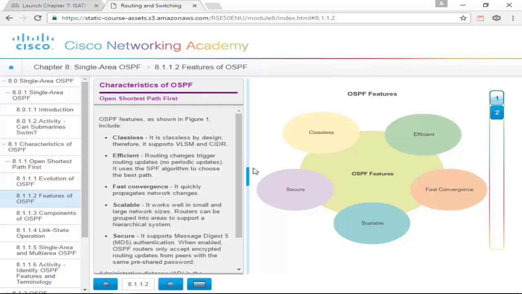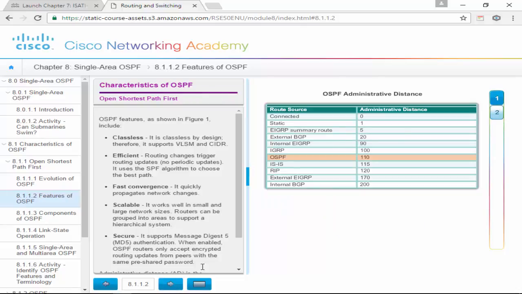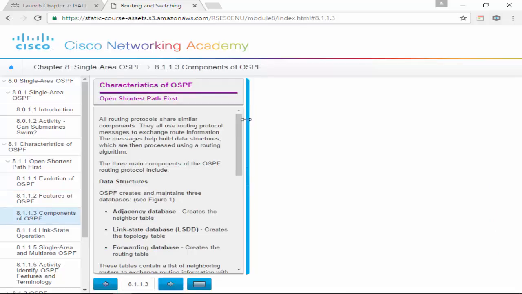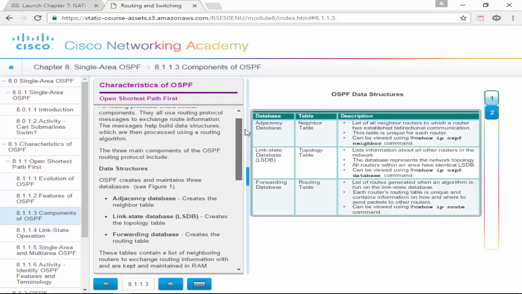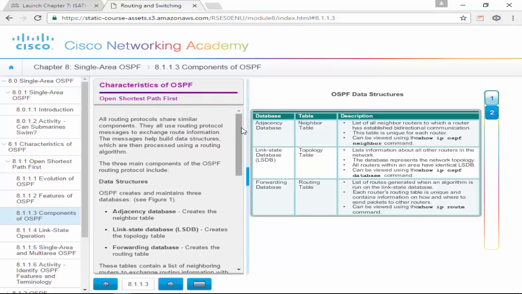It's secure. We can use MD5 authentication, which just means we can password it and have those passwords protected with MD5. Its administrative distance is 110, and that's all versions of OSPF. As you can see, EIGRP summary is 5, EIGRP external is 170, and EIGRP itself is 90. And I apologize because I feel like in the last one I told you that EIGRP summarized was 20, but maybe not. Anyways, it's 5.